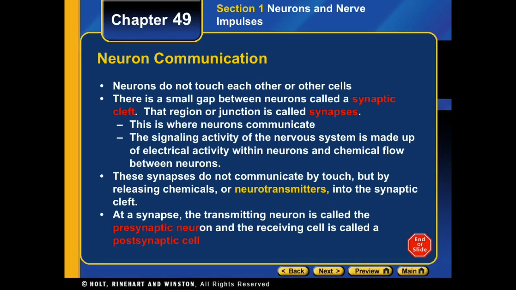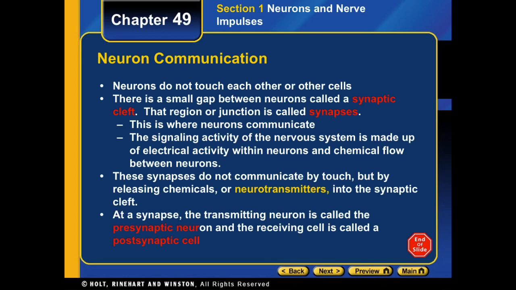All right, so how do neurons communicate with each other? Because a nerve impulse is going to start on one neuron, and then how does it move throughout the body? It has to be able to communicate with another neuron. So the one thing that's important to know is that first bullet. Neurons do not touch each other. There's a very small space between the neurons. They never touch each other.